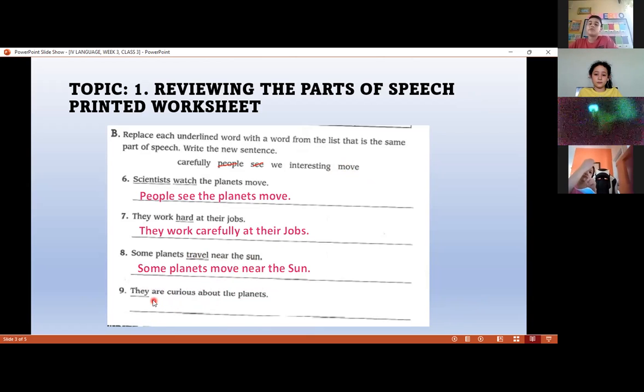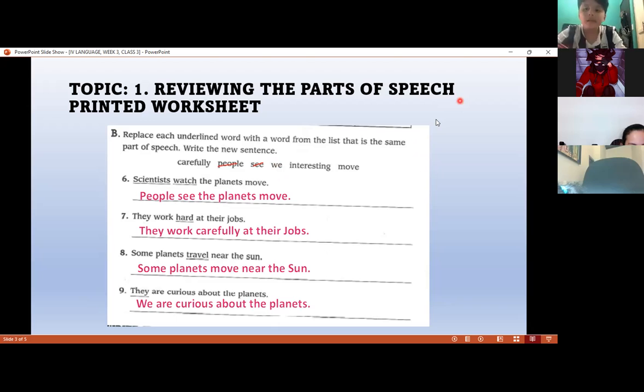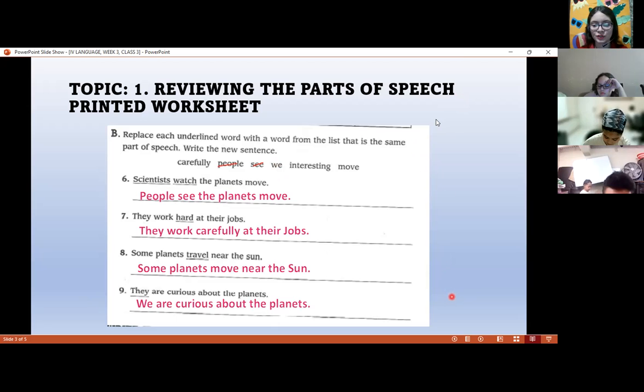So the last one: we are curious about the planets. We are curious. Excellent. We are curious about the planets. "They" is a pronoun, so we need to replace "they" using another pronoun. In this case, the pronoun is "we." Perfect.